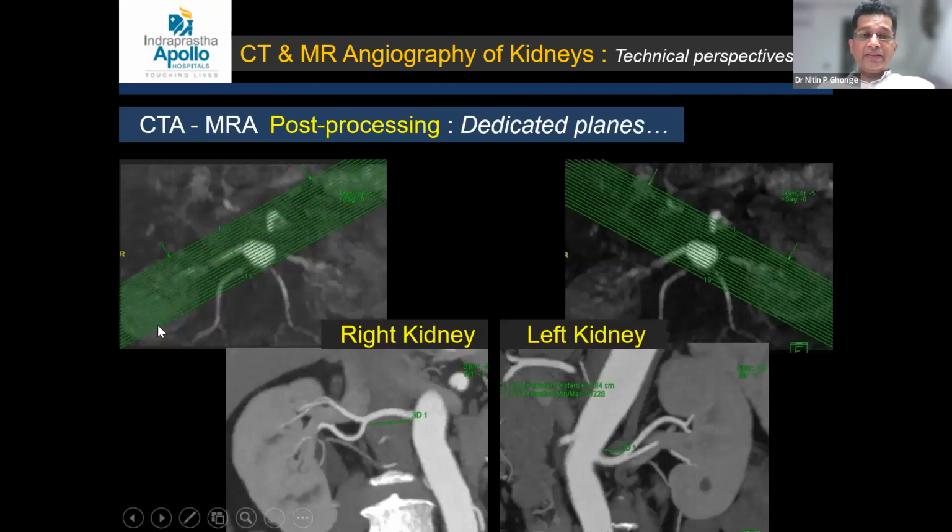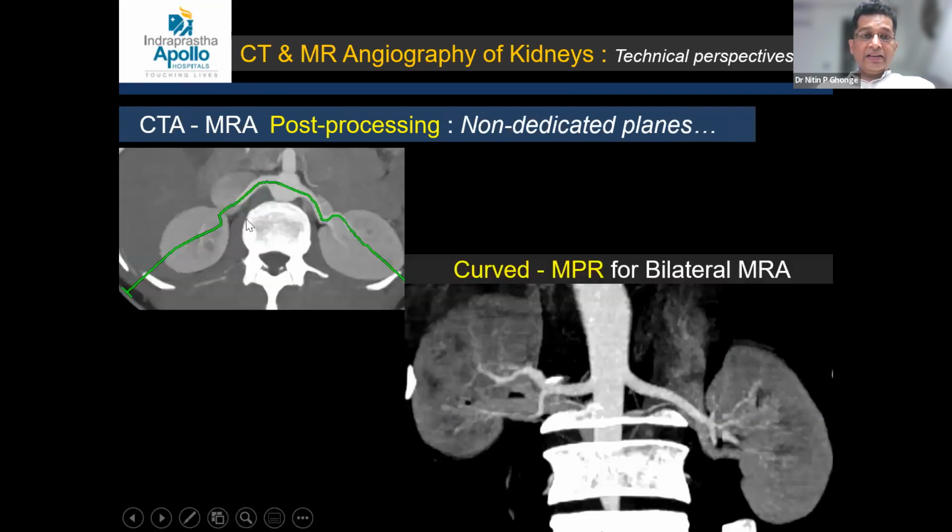The right kidney can be seen in this image in this curved MPR, or curved plane, dedicated for the right kidney. Similarly, this is another MPR which is designed according to the renal vessels for the left kidney. And this is a curved MPR. You can see a single image which is showing the aorta, the right renal artery, and the left renal artery in a single image.